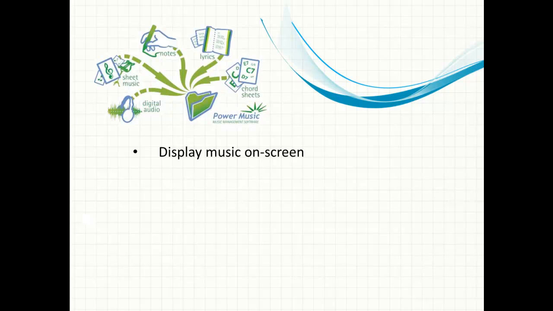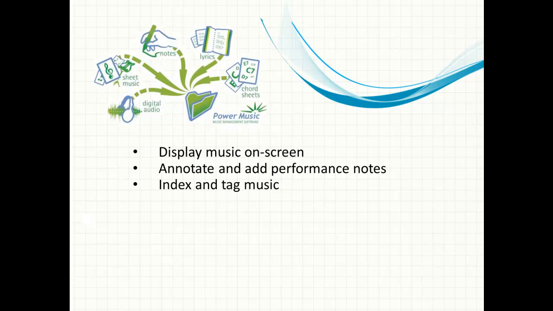So what is Power Music? It's a way of displaying your music on screen. You do away with your paper-based music. No more books of music, no more folders, no more sheets of paper floating around. Everything is stored in your computer and is instantly available. You can annotate and you can add performance notes to your music. You can index and tag your music so you can find it very quickly by searching by keywords or key phrases. You can search by composer and author, and you can search by copyright information.